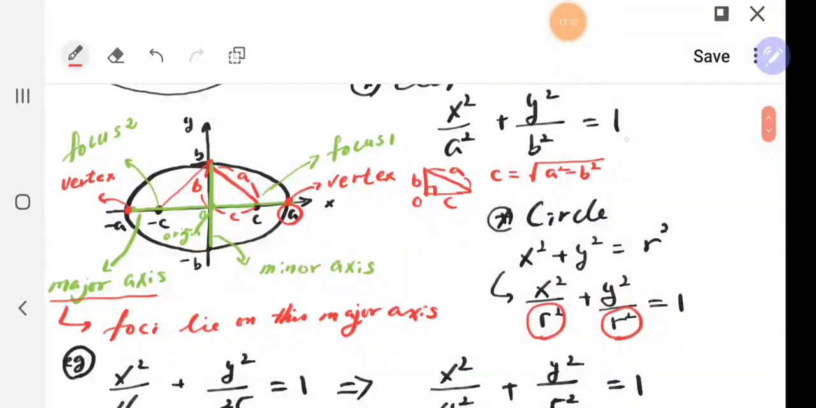Do you remember the Pythagorean theorem? The hypotenuse squared is equal to the sum of the other squares. In this case, A squared is equal to B squared plus C squared. We want to find C. So C squared is equal to A squared minus B squared, and taking the square root on each side, C is the square root of A squared minus B squared. So you can find C using this formula. The most important thing is A: the hypotenuse of this triangle is always A, the major axis value.